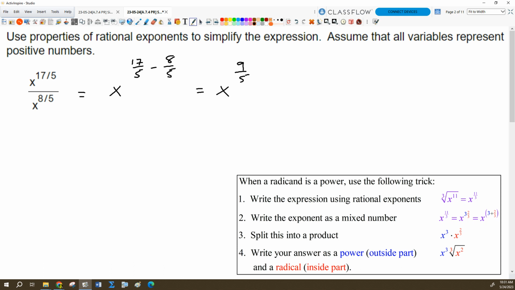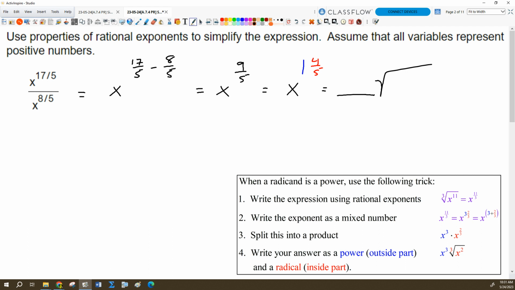So we're going to write that then. We have to write that as a mixed number, which means I'm going to have an outside part and an inside part to my radical. Okay, so what's that going to look like as a mixed number? What is 9/5 as a mixed number? 1 and 4/5.